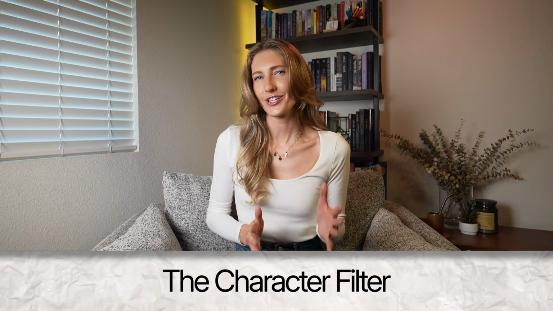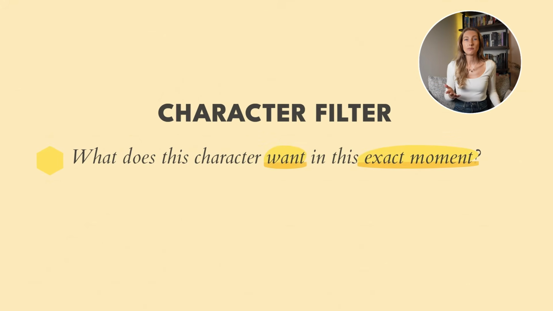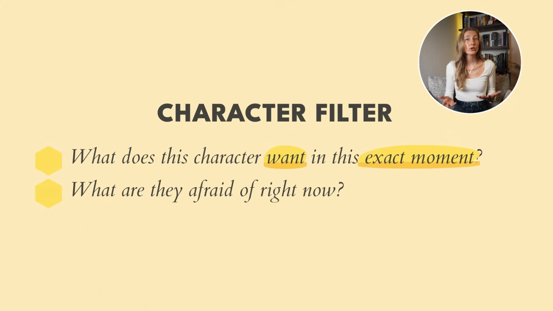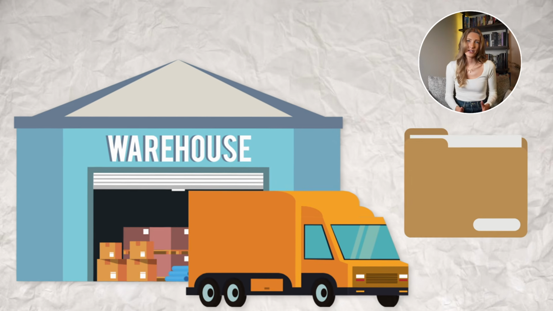I call our solution to this problem the character filter. 2 questions before you write any scene. What does this character want in this exact moment? And what are they afraid of right now? That's it. 2 questions. Let me show you what it does. For example, here's your scene. She has to go to the warehouse and find the file. That is a plot instruction. If you write it as written, you will get a competent scene where a woman finds a file.